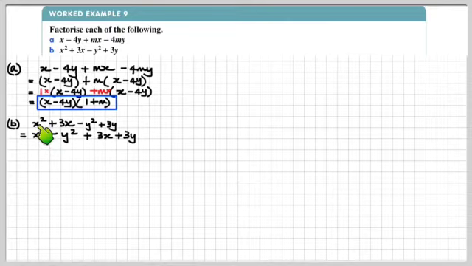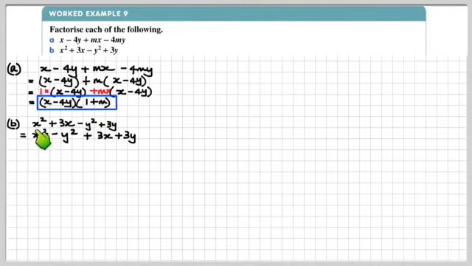Because if you took an X out of here, you would see that it'd be X into X plus 3, and then if you took a minus Y out of here, you would get minus Y into Y minus 3. So X plus 3, Y minus 3, oh dear, that's not getting us anywhere. Okay? So you think about something else.